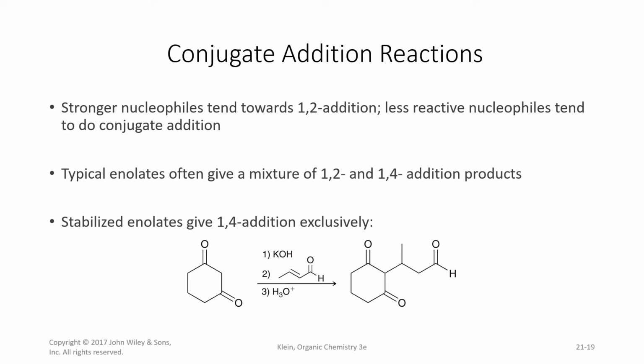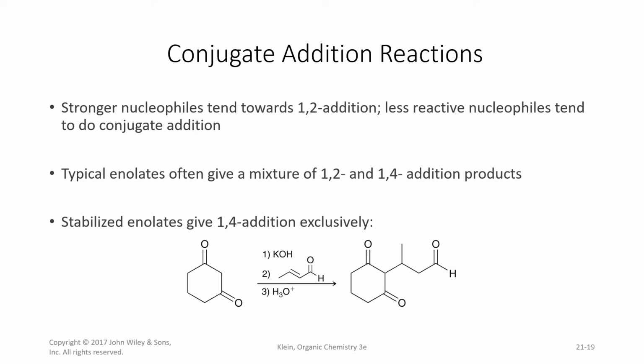Stronger nucleophiles tend to attack at the carbon of the carbonyl group, and less reactive nucleophiles tend to do conjugate addition reactions. So if we look at typical enolates, they often give a 1,2 and a 1,4 addition reaction. Stabilized enolates, such as this example here. So if you recall, the first step is deprotonation. So this is my alpha carbon. I have alpha protons. Therefore, this negative charge is not only delocalized with one carbonyl group, but it's delocalized with two. So the more resonance structures you have, the more stable this enolate is.